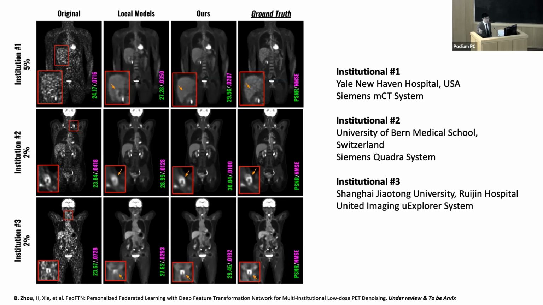So here I want to quickly show several examples of how our method compares to the locally trained model. The first institution is Yale, the second institution is University of Bern, and the third institution is Ruijin Hospital. So you can see for the 5% low dose at Yale, this locally trained model actually has some artifact in the liver region, but this federated learning method can better remove those. And for the second and third institutions, there is obviously a resolution improvement in the denoising results.